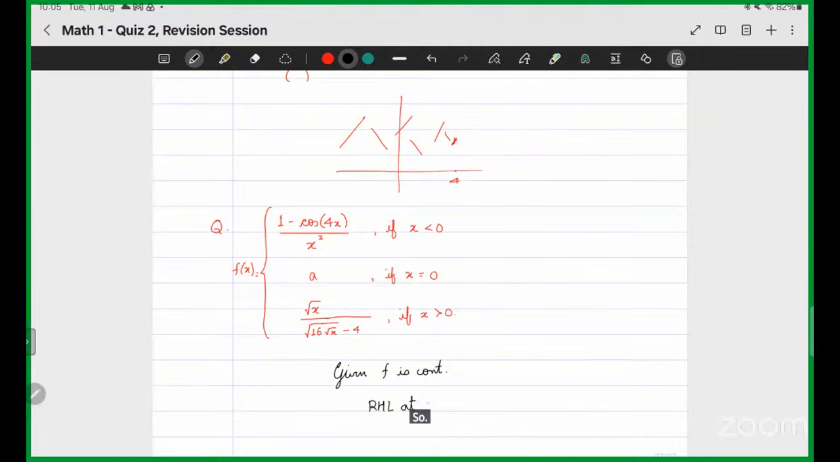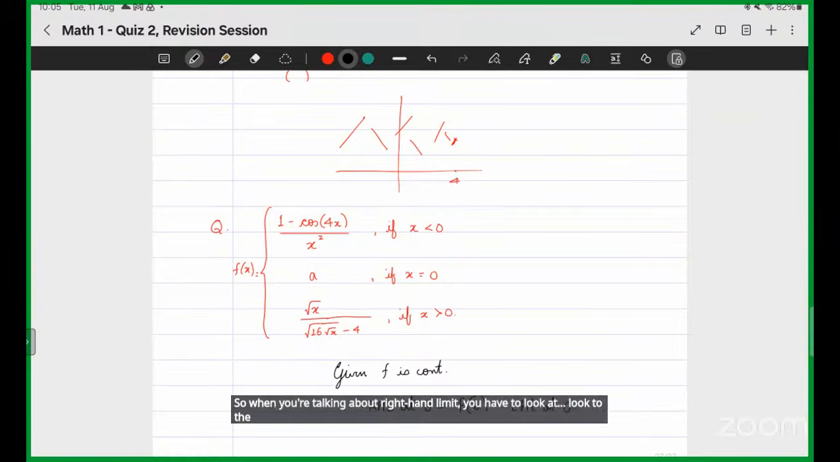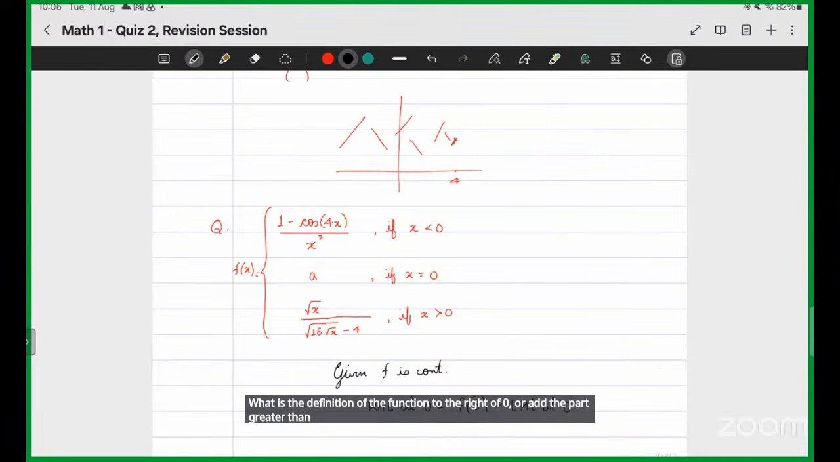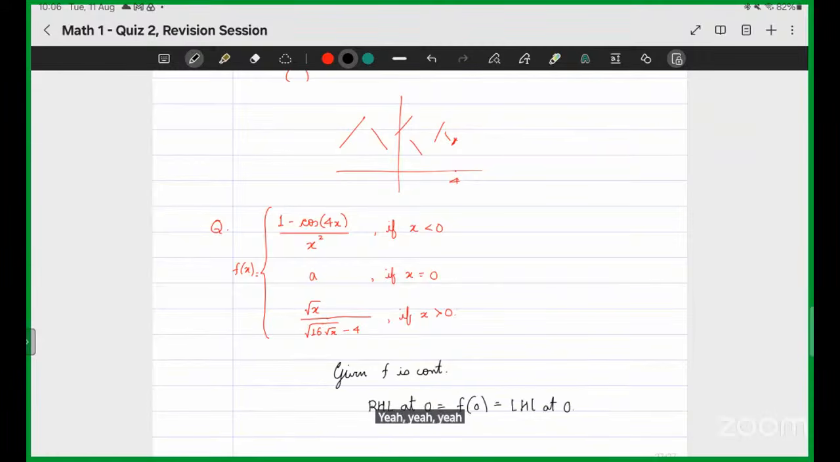It is given that the function is continuous, so the limits RHL and LHL at 0 equal f of 0. That follows from continuity, right? So what is the right hand limit at 0? When you're talking about the right hand limit, you have to look at the points which are greater than 0. What is the definition of the function to the right of 0? That is the third expression that is given, the last expression. Now, if I directly substitute, what will I get?